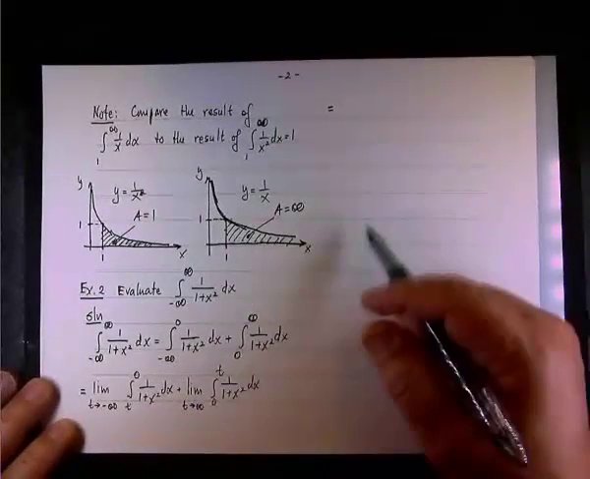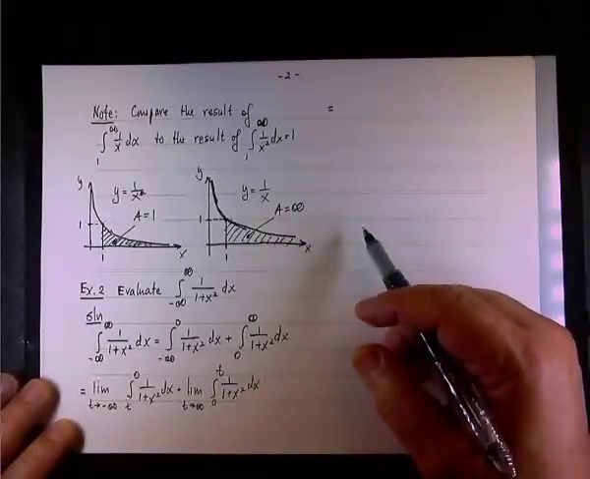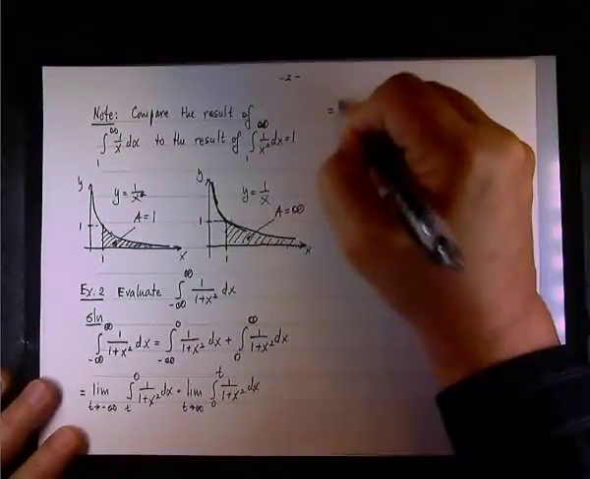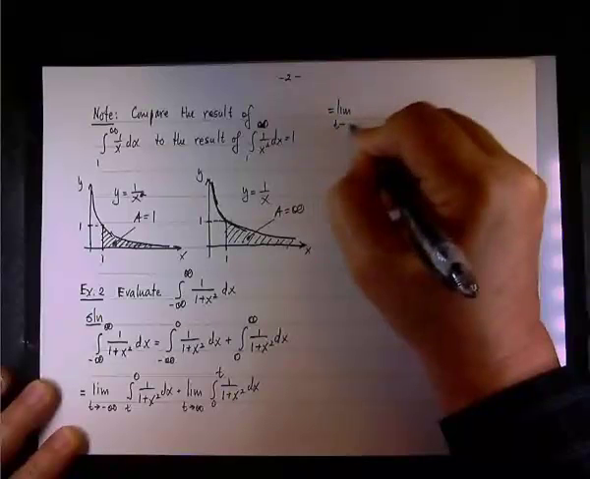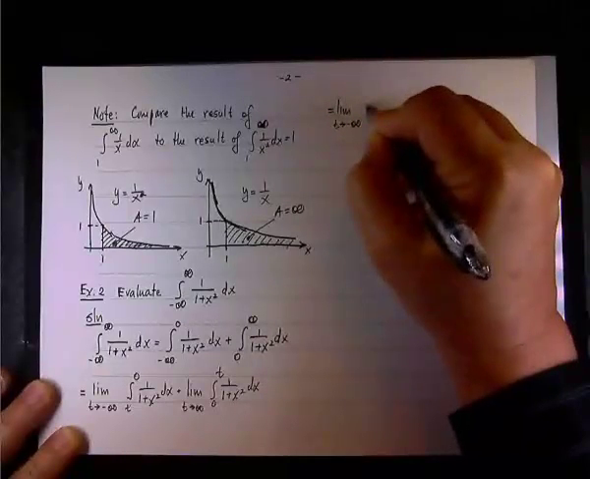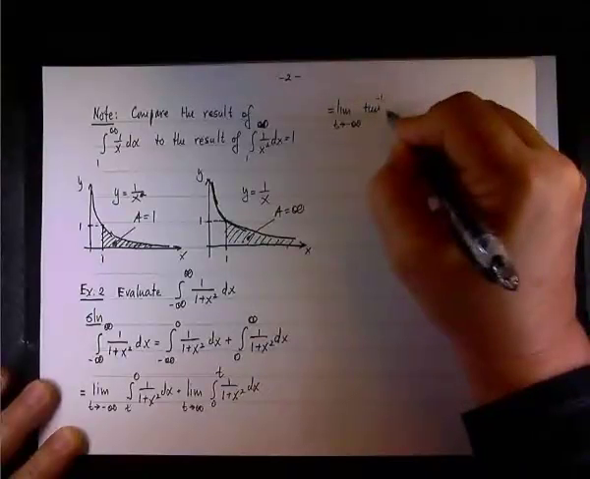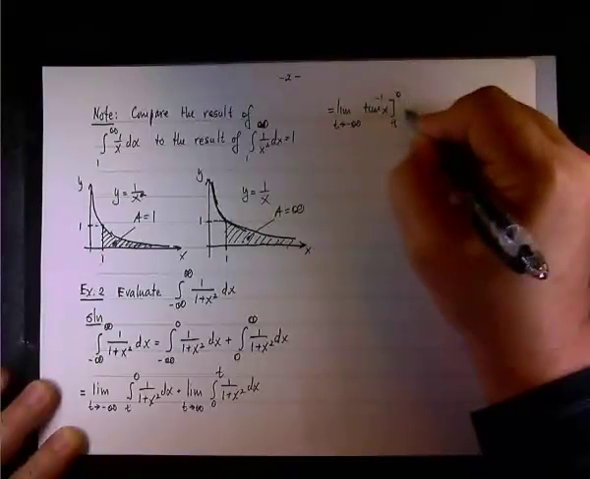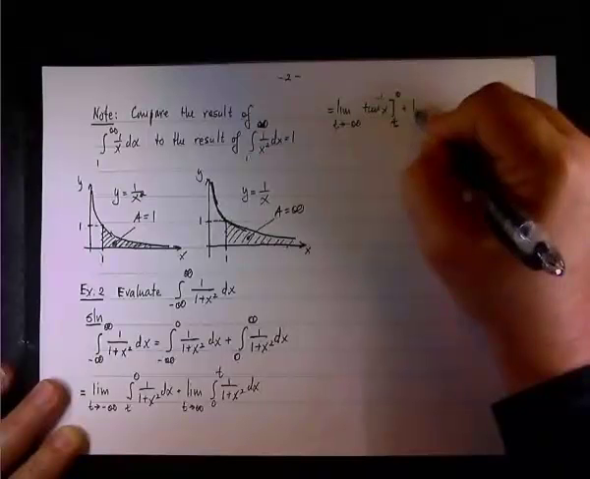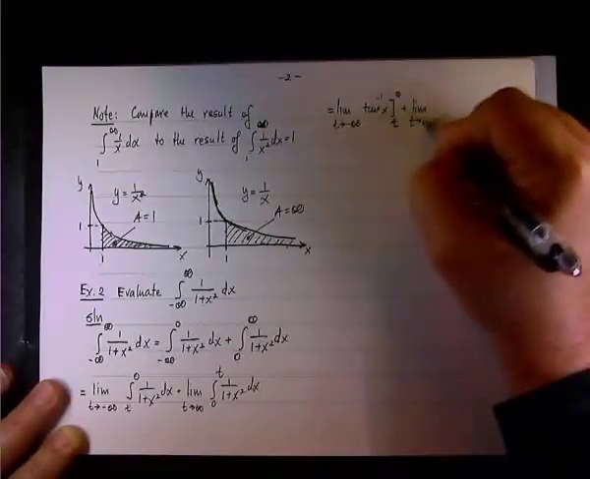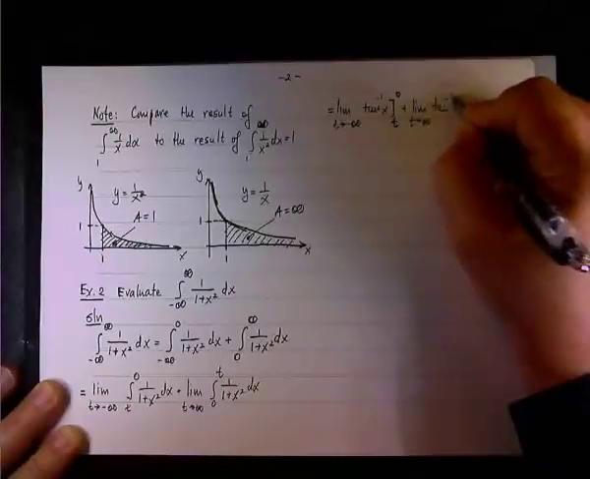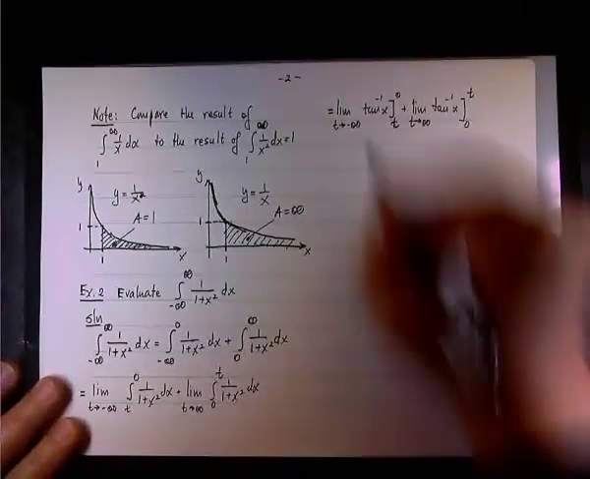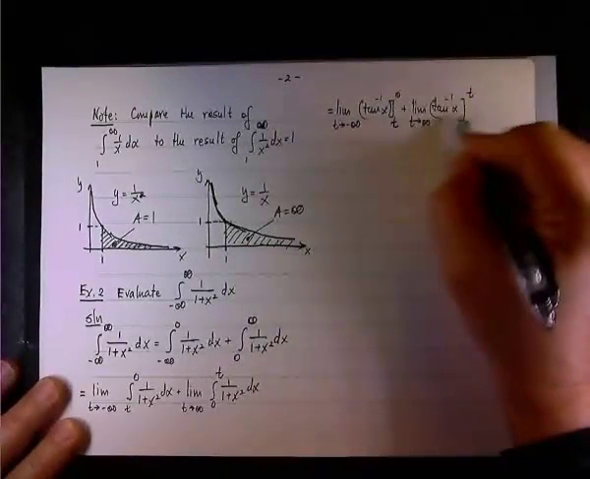Each integral by itself is not that difficult to evaluate. What is the antiderivative of 1 over 1 plus x squared? The inverse tangent. So we are looking at the limit as t goes to negative infinity of the inverse tangent of x evaluated from t to 0, plus the limit, this time as t goes to positive infinity, of the inverse tangent of x evaluated from 0 to t.